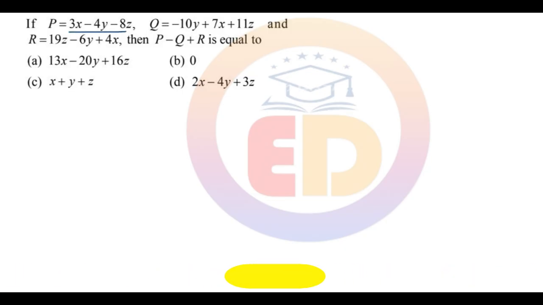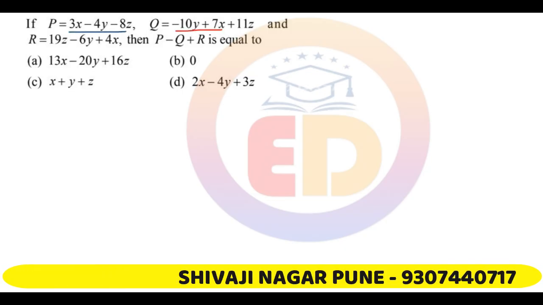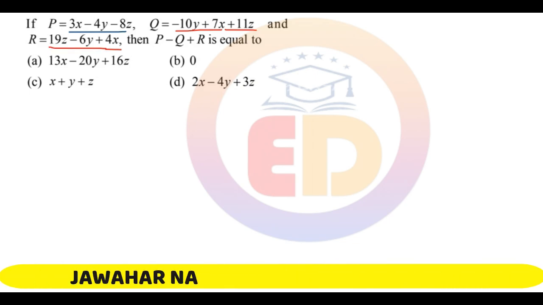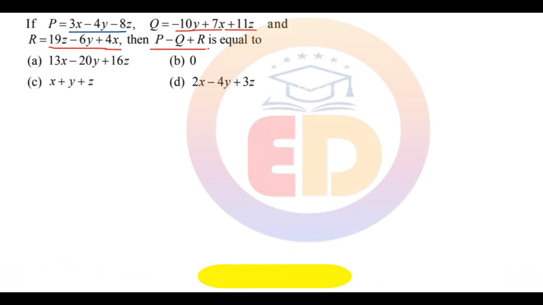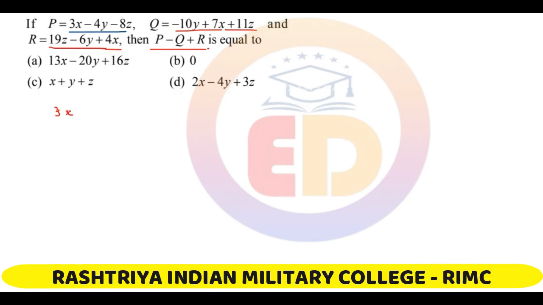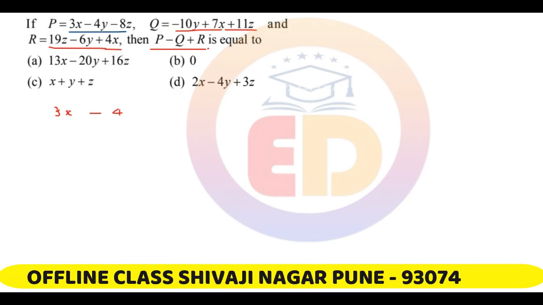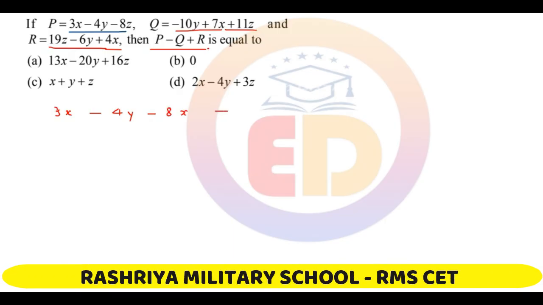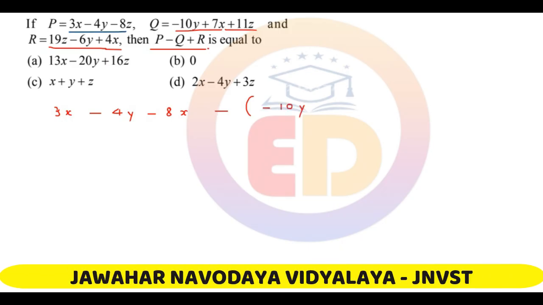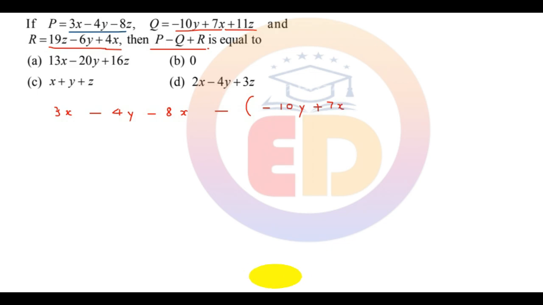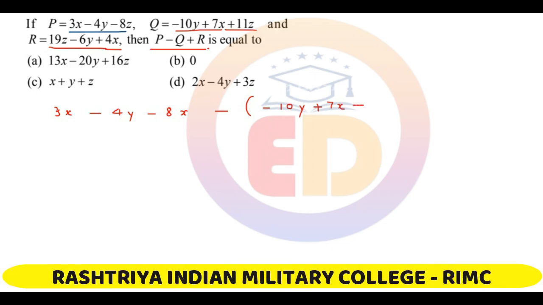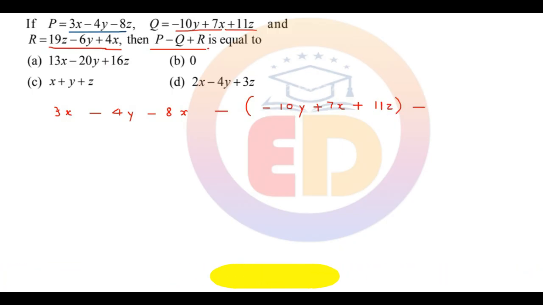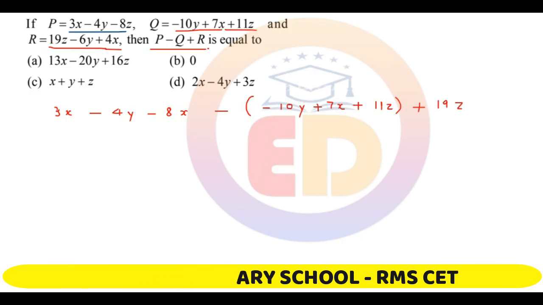If P is 3x minus 4y minus 8z, Q is minus 10y plus 7x plus 11z, and R is 19z minus 6y plus 4x, they are asking the value of P minus Q plus R. P is 3x minus 4y minus 8z, minus Q will be minus 10y plus 7x plus 11z, plus 19z minus 6y plus 4x.